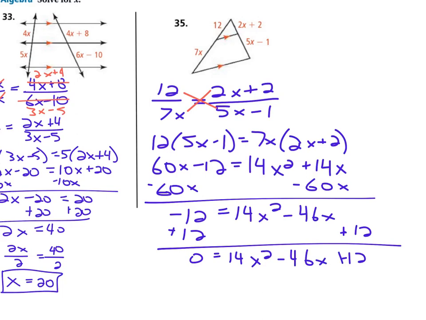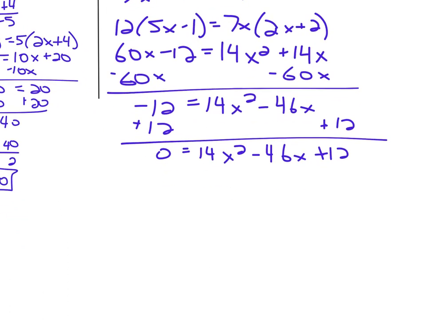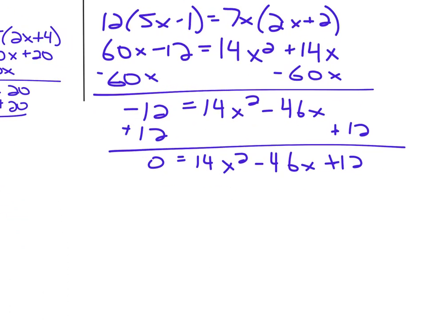And I'm just going to show you something that's allowed to be done to simplify things for you. Notice that everything on the right-hand side, all three terms, this 14x squared, this negative 46x, and this positive 12, they're all even numbers, meaning you can divide them all by 2. What does that look like when you divide them by 2?